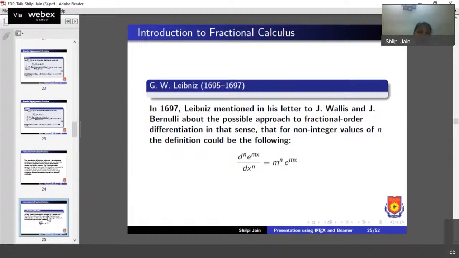There are some important formulas given by well-known researchers in 1695 to 1697. G.W. Leibniz mentioned in his letter to J. Wallis and J. Bernoulli the possible approach to fractional order differentiation, in the sense that for non-integer values of n, the definition could be the following. d raised to power n of e raised to power mx upon dx^n is equal to m raised to power n e raised to power mx. This is a very well-known result.